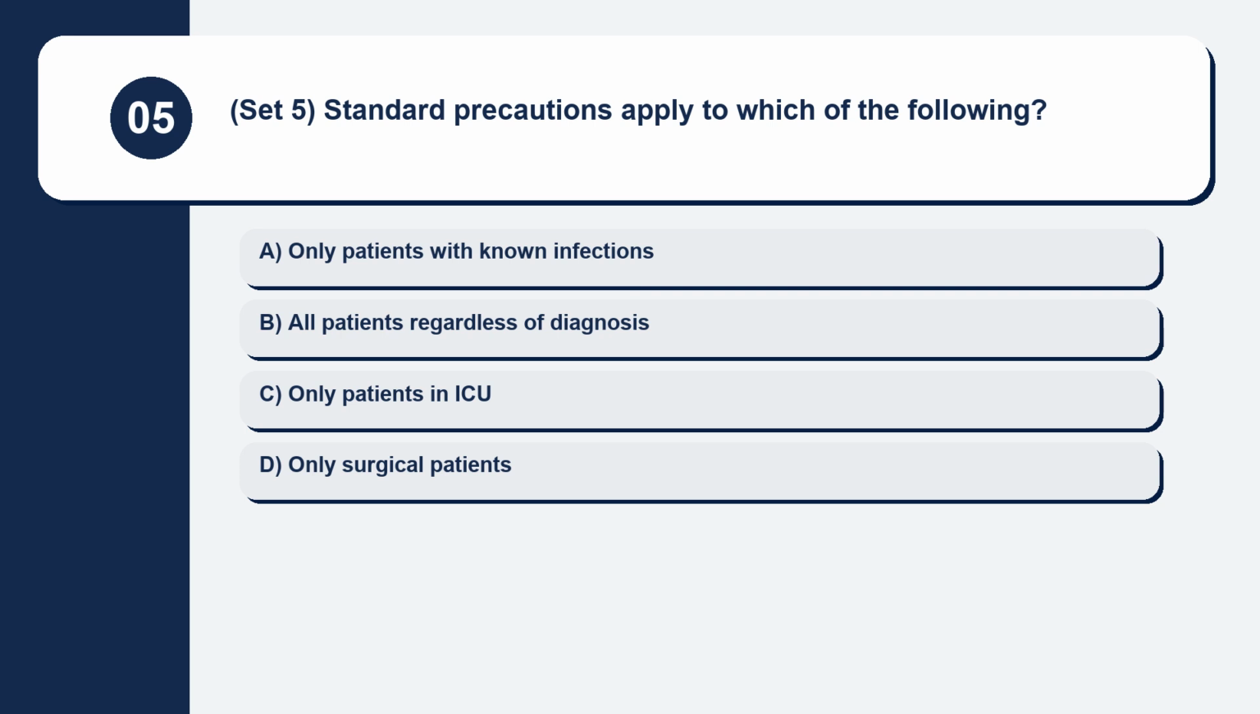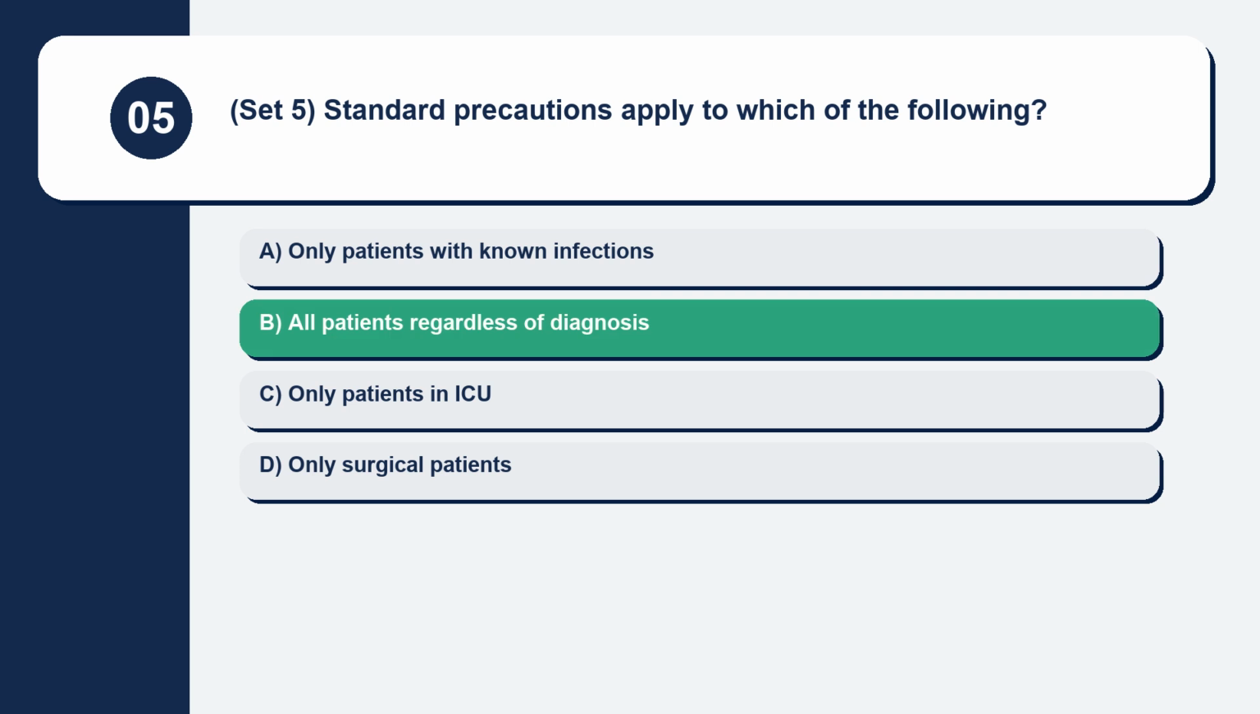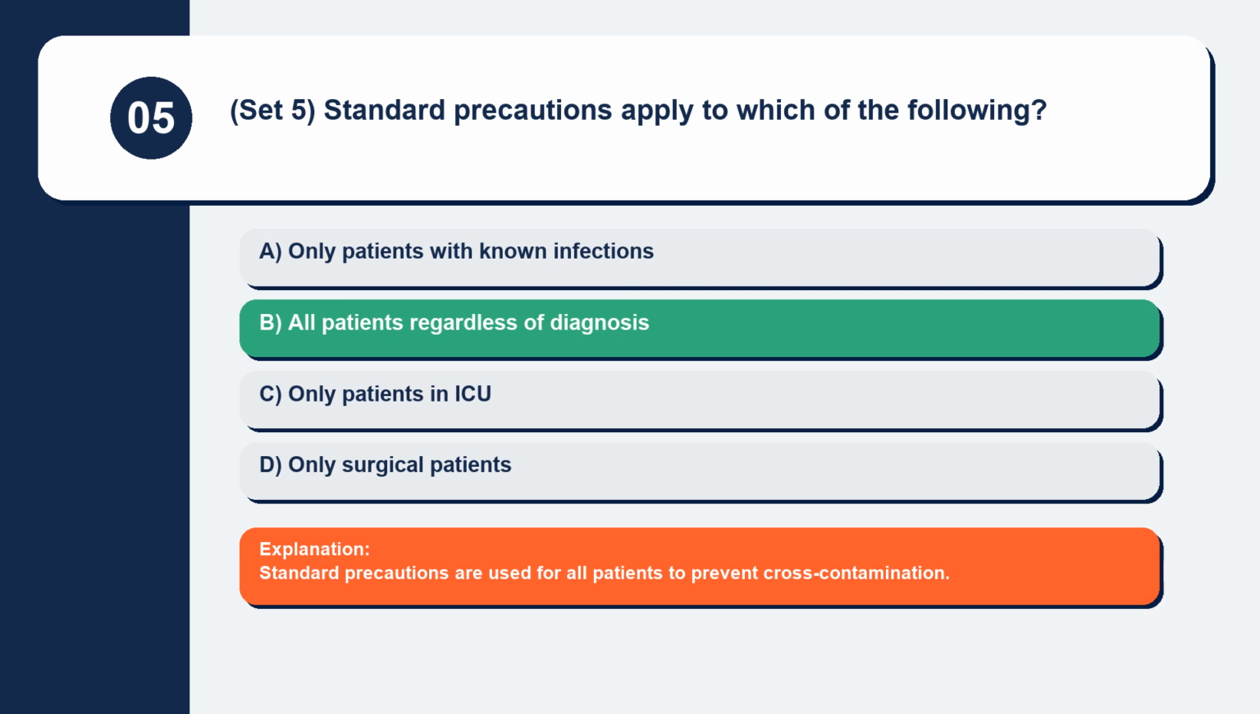Question 5, Set 5. Standard precautions apply to which of the following? Only patients with known infections, all patients regardless of diagnosis, only patients in ICU, only surgical patients. Standard precautions are used for all patients to prevent cross-contamination.